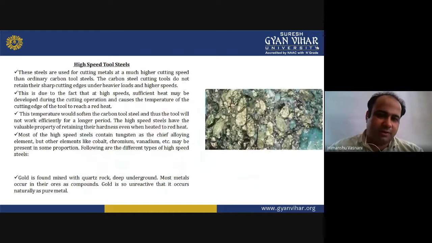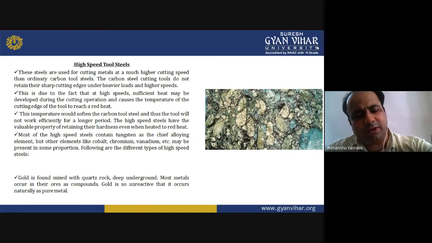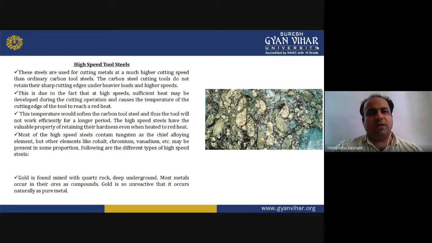Now, high speed tool steels. These are used for cutting metal at a high cutting speed. Ordinary carbon tool steels, the carbon steel cutting tools, do not retain their sharp cutting edge under heavier loads and heavy speeds. We have studied alloy steels in the previous slides, and we also studied free cutting steels. So now we are going with the high speed tool steels. They say that these steels are used for cutting metals at higher cutting speeds than ordinary carbon tool steels.